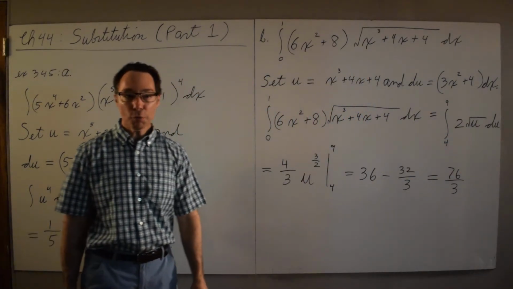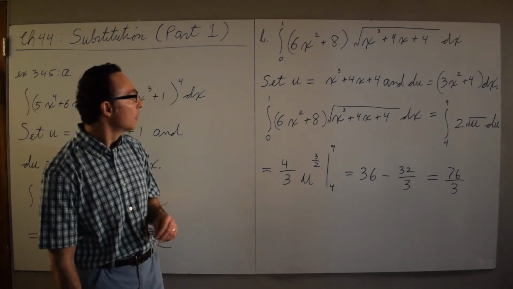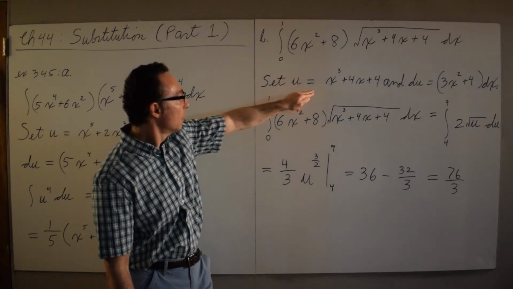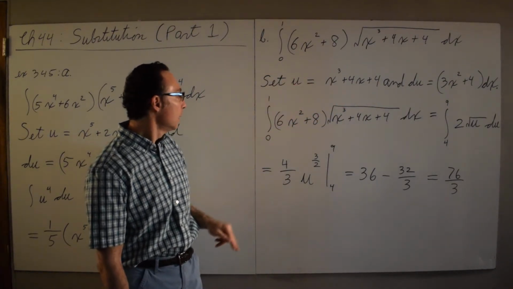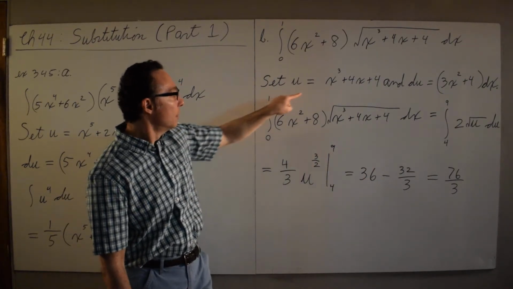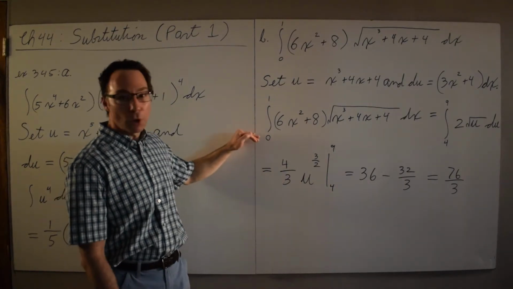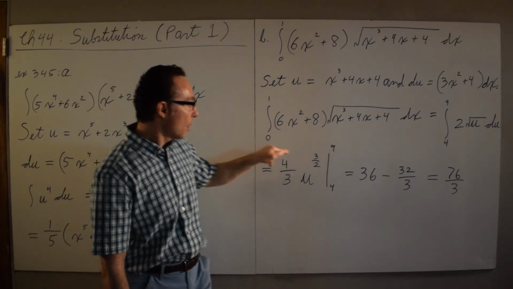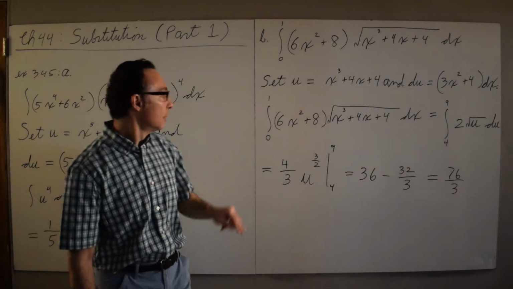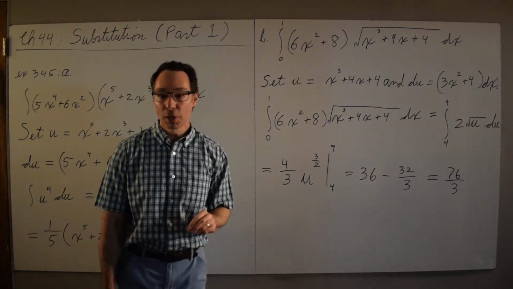But when we have a definite integral, we also substitute the limits of integration. When x is equal to 0, what is u? When x is equal to 0, u is 4. And when x is equal to 1, what is u? It's 9. And so we change our limits of integration as well. So x changes from 0 to 1, and u changes from 4 to 9. So we change our limits of integration.